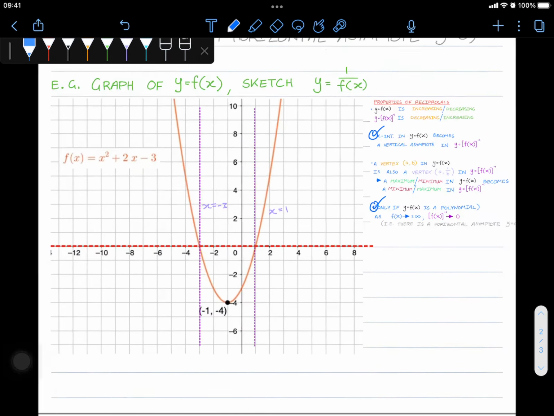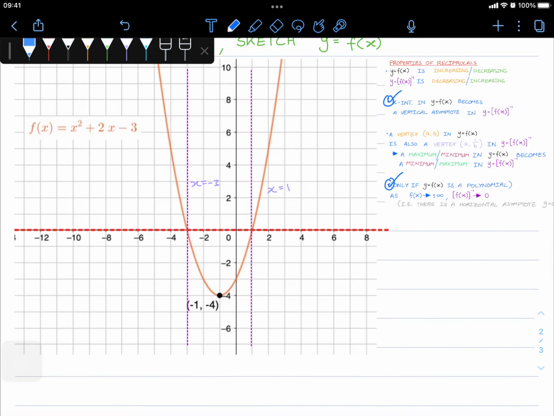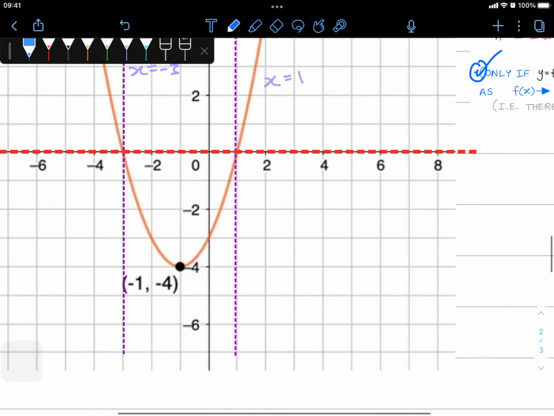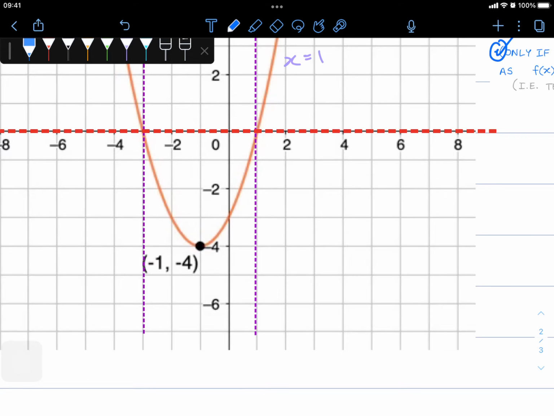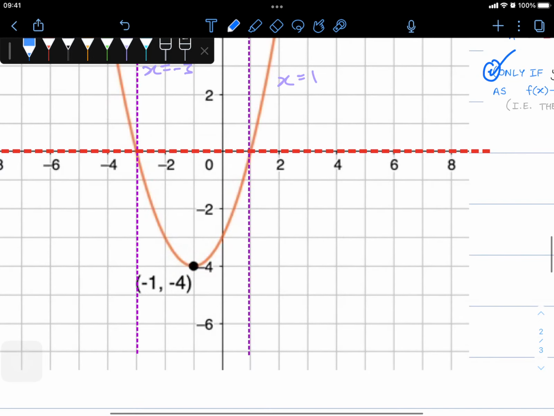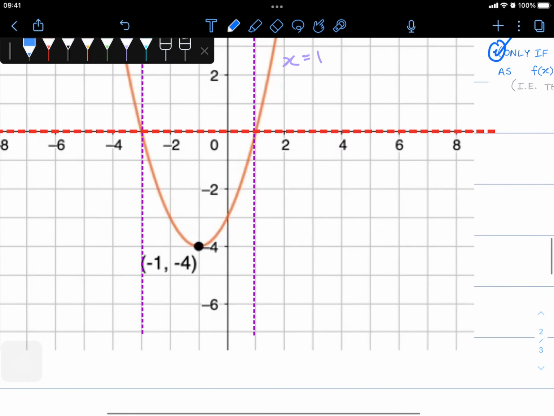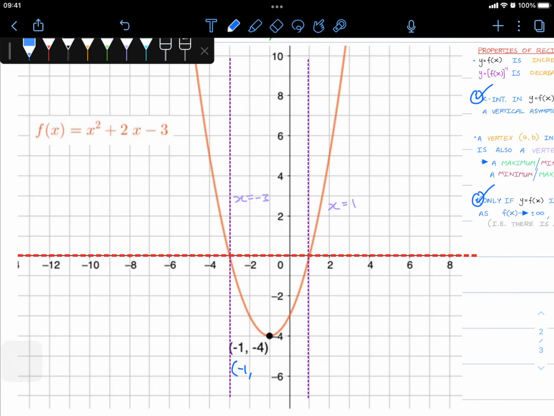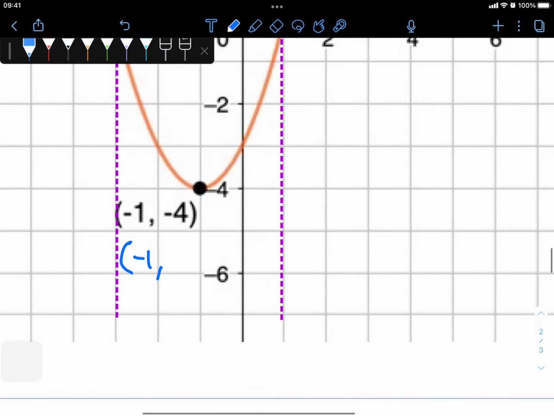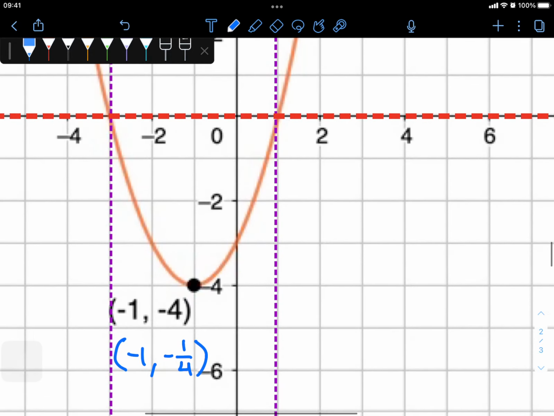Let's take a look at the vertex of f of x. We can see a vertex here at (-1, -4). This will also become a vertex in the reciprocal. Its x value will remain as -1, but its y value will become the reciprocal of -4, so -1/4. Plotting that point, that looks to be approximately here.